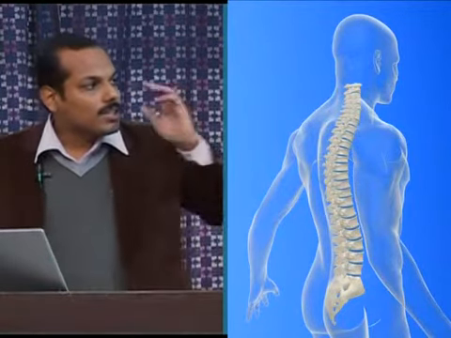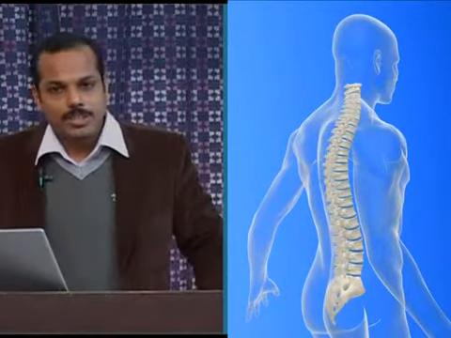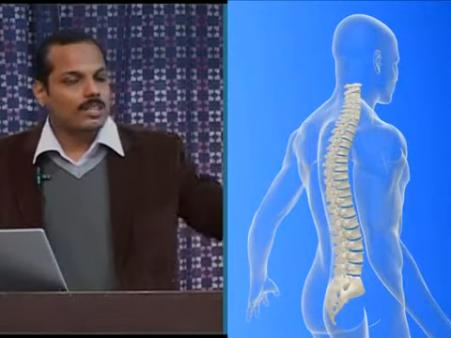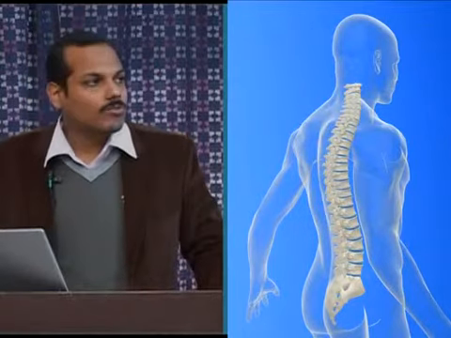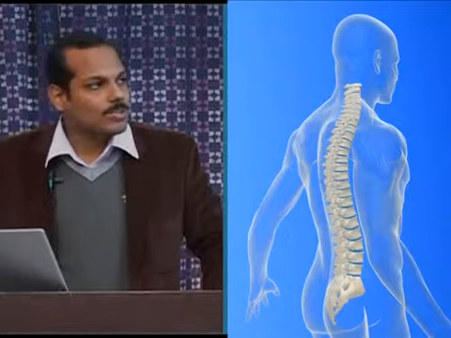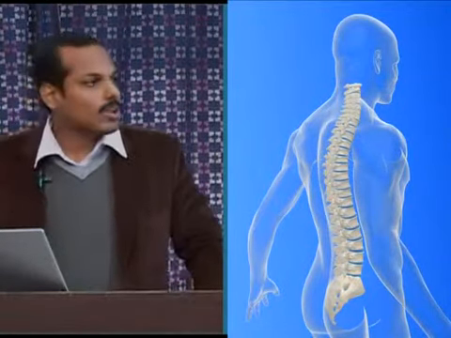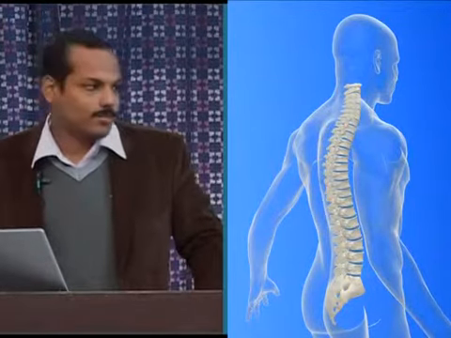If the curvature is convex posteriorly, it is known as a kyphotic curve. And if anterior convexity is there, that type of curvature is known as a lordotic curve. Now we have a cervical lordosis, or cervical lordotic curvature, then a thoracic kyphotic curvature, and a lumbar lordotic curvature.